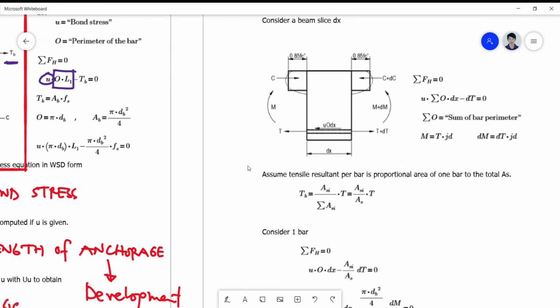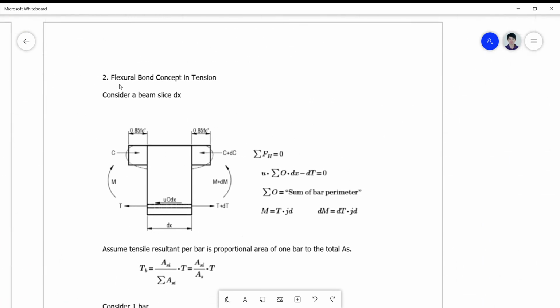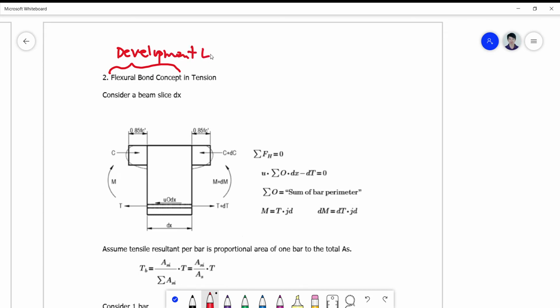So we are going to consider now the flexural bond concept, or simply the development length or length of development concept, in tension. So we're considering steel bars in tension.